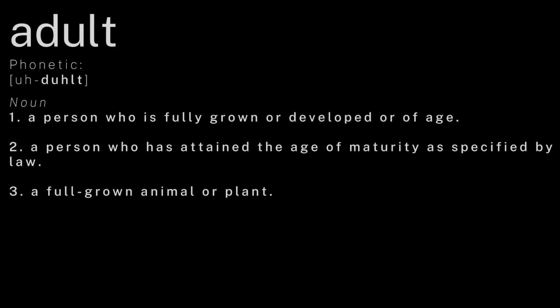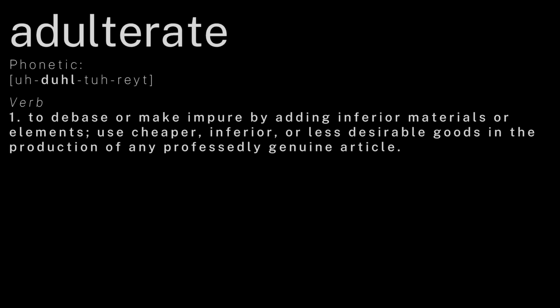Our 41st word is adult, which is a noun that is a person who is fully grown or developed or of age. It is also a person who has attained the age of maturity as specified by law. It is also a full-grown animal or plant. Our 42nd word is adulterate, which is a verb that means to debase or make impure by adding inferior materials or elements. Use cheaper, inferior, or less desirable goods in the production of any professedly genuine article.